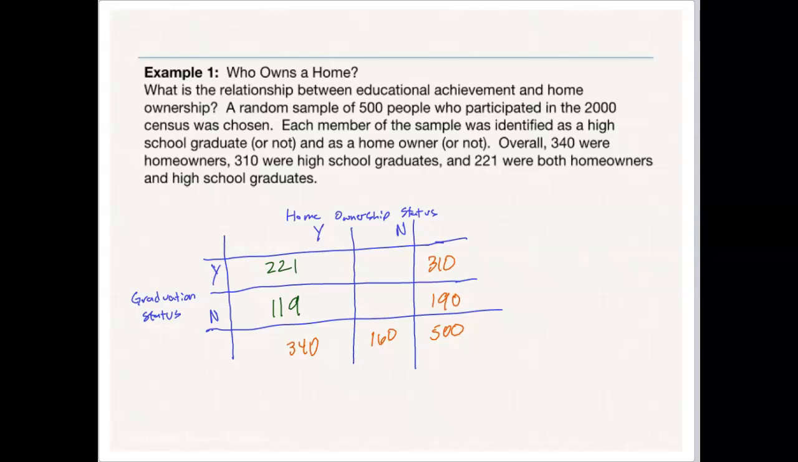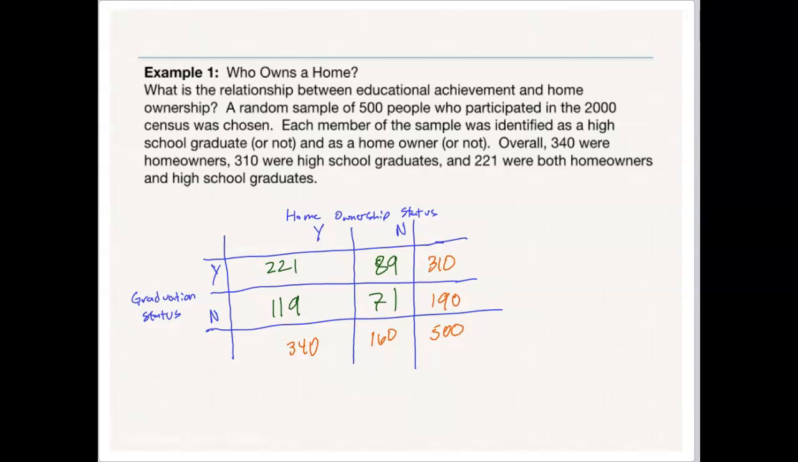across, I know that 221 plus whatever this value is has to add up to 310, so I can do a subtraction again. 310 minus 221. I get 89 here. And again, vertically, 160 minus 89 gives me 71. We can just verify that across 119 plus 71 does give me the 190, so it's correctly filled out. Great, so there's my two-way table.